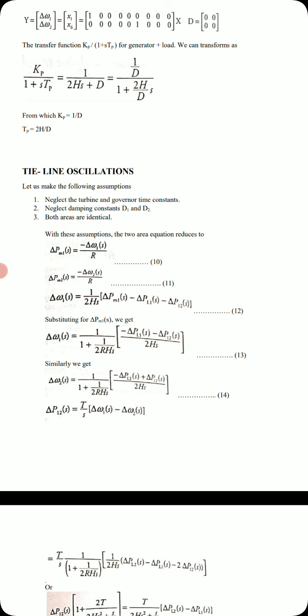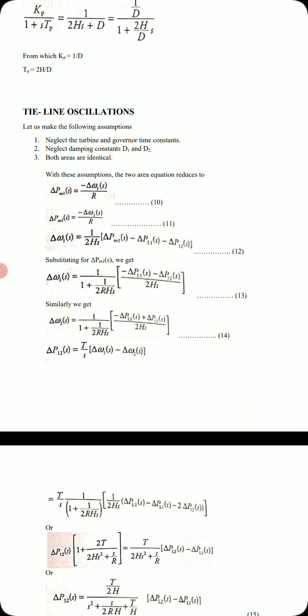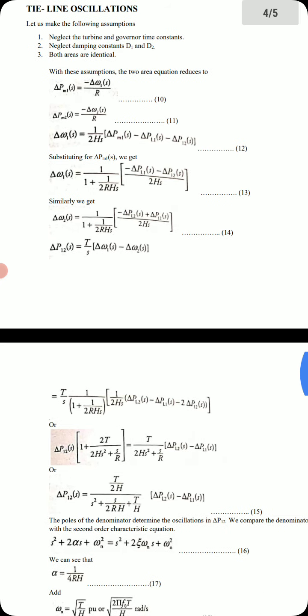Next, delta P12(s) is equal to T by s into delta omega 1(s) minus delta omega 2(s). So we can write this as T over s by putting the values of delta omega 1(s) and delta omega 2(s) that we calculated in equations 13 and 14. After putting these, we get finally the 15th equation. You can see all the simplification I have done.